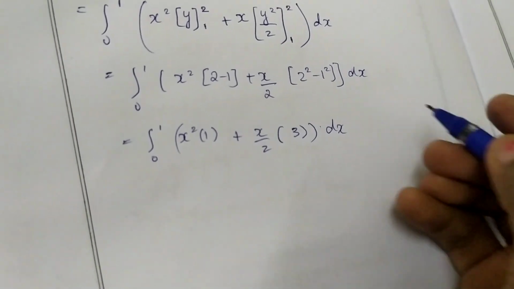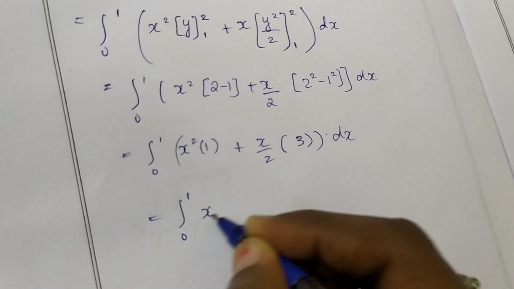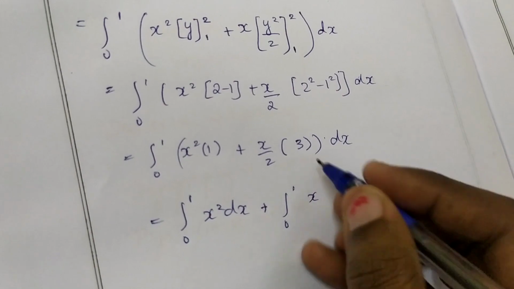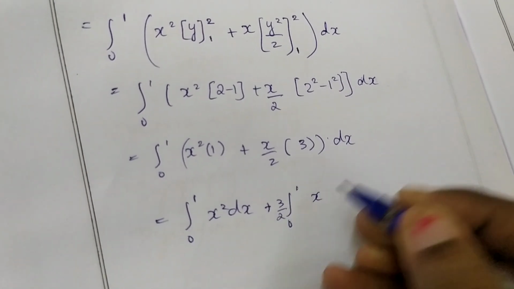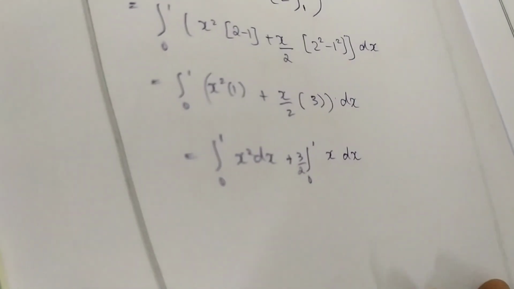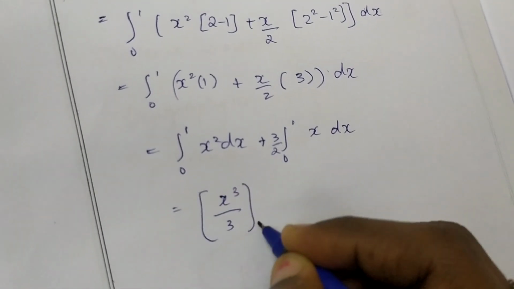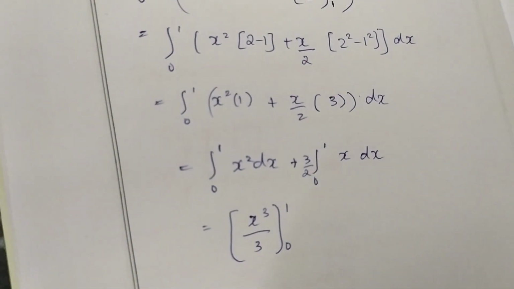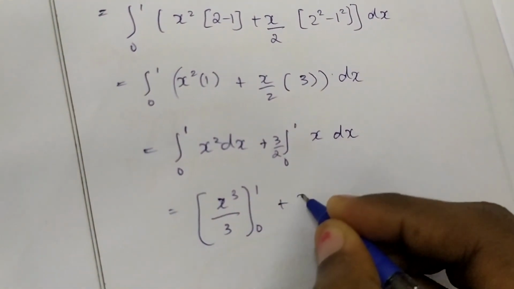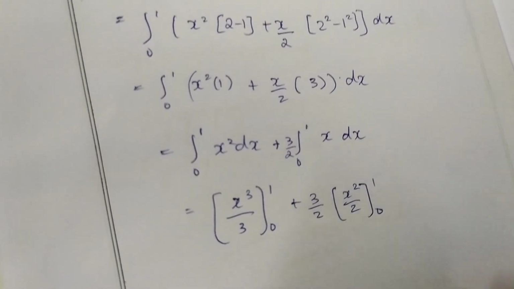Understood? Then you have to bring this integral symbol and dx inside. So integral over 0 to 1 x square into dx plus integral over 0 to 1 x into, here we have 3 by 2, right? So we can bring that 3 by 2 outside the integration symbol into dx. If you integrate, you will get x cube by 3, limits 0 to 1. If you have x square, you have to integrate it as x cube by 3. When you have x, you will get x square by 2, 0 to 1.